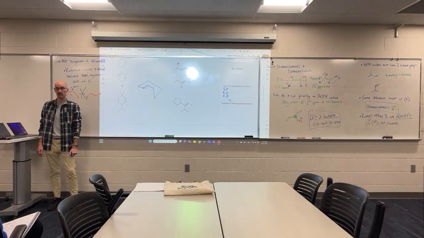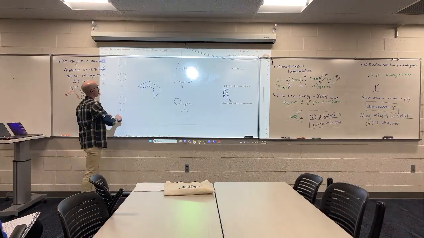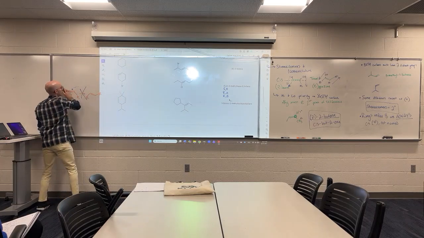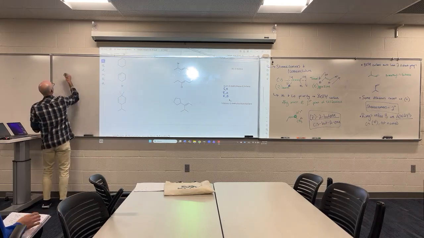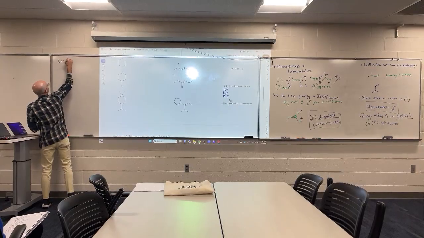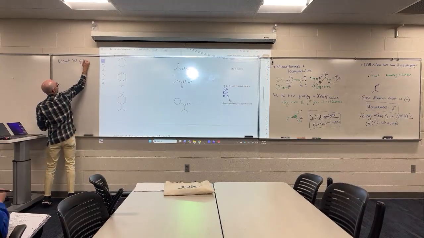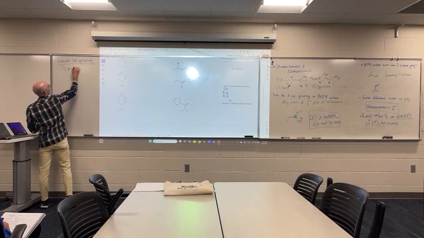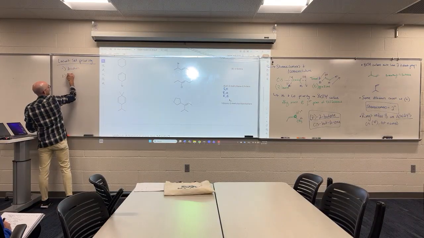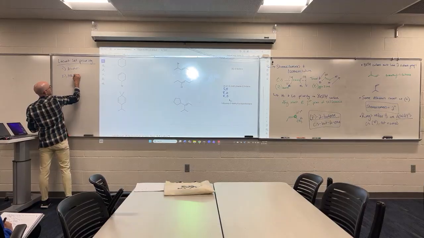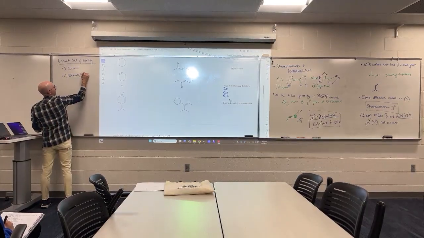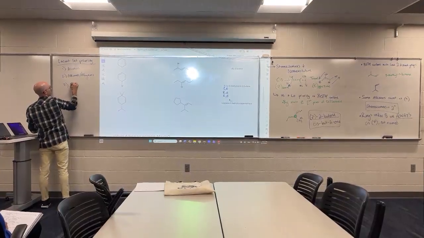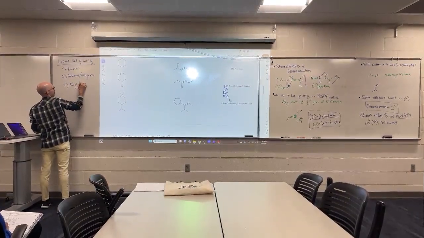All right, one last thing to talk about with the nomenclature. This is more of a reminder. Locant set priority. First, alcohols, then alkenes or alkynes, they're tied, then alkyl groups and halogen groups.